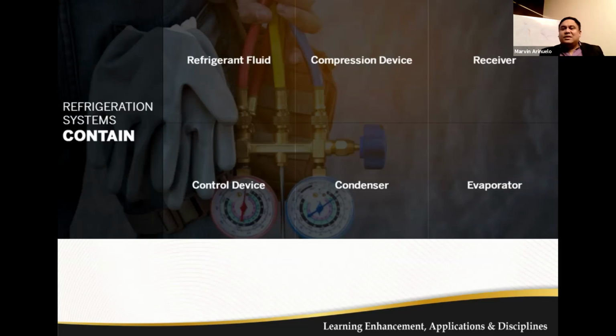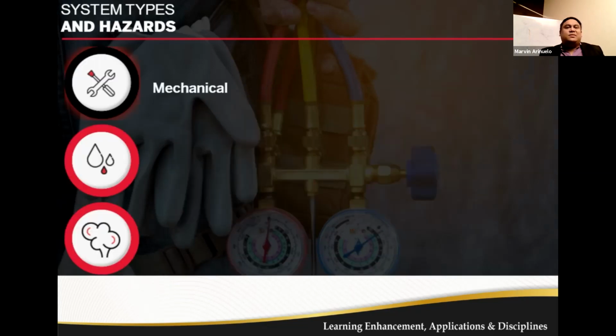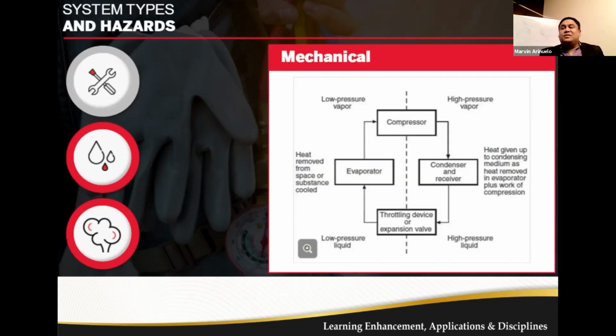And as we discussed, refrigeration systems contain circulating refrigerant fluid. They also consist of a condenser and receiver, control device, evaporator, and compression device. Refrigeration systems are classified in two ways: by means of compression system, mechanical, absorption, or steam jet, or by the method of cooling, direct or indirect. Each configuration has its own set of hazards to consider. Let us discuss the system types and hazards of mechanical refrigeration systems.